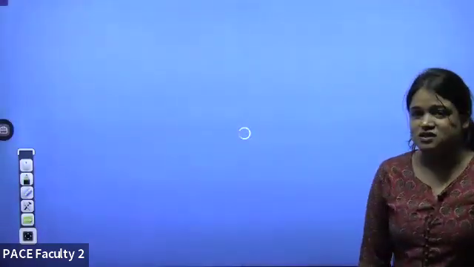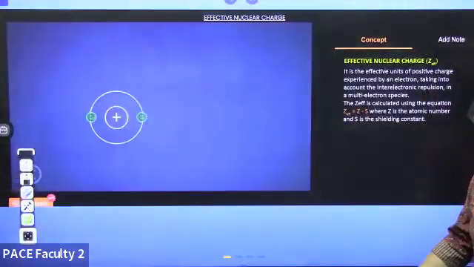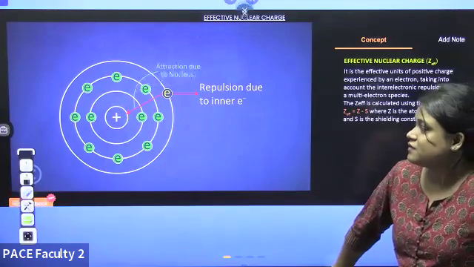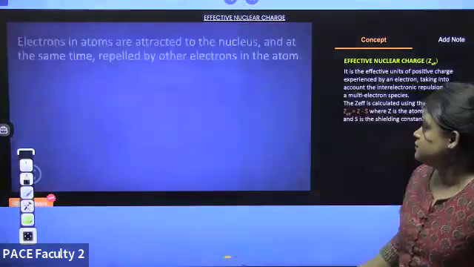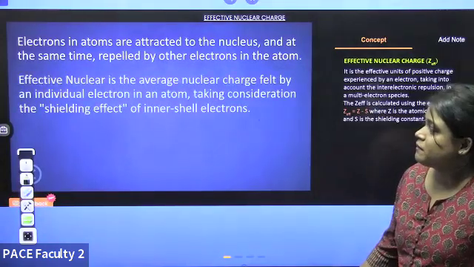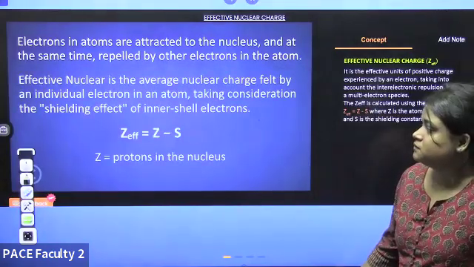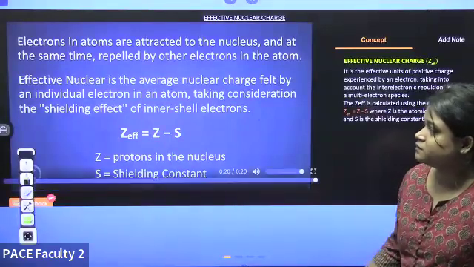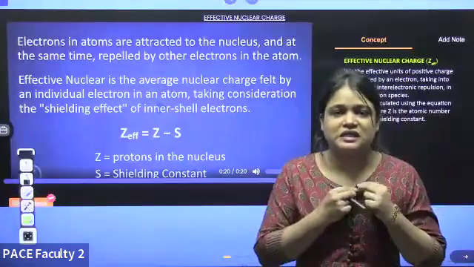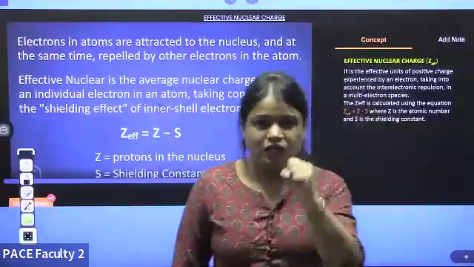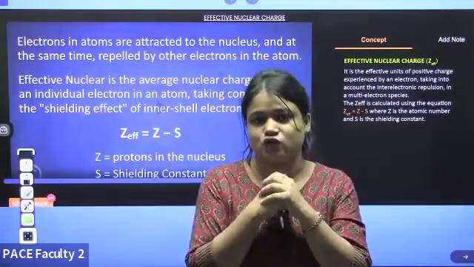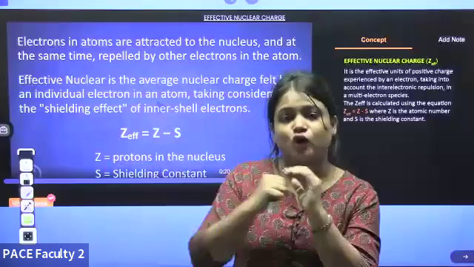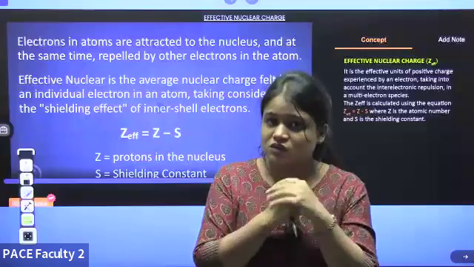Excellent. Next concept, nuclear charge. We'll discuss the effective nuclear charge. It is the effective units of charge experienced by an electron, taking into account the inter-electronic repulsion in a multi-electron species. The Z effective is calculated by using the equation given. What is effective nuclear charge basically? There is a nucleus which is attracting the valence electron, the outer electron. That is the pull of nucleus toward the valence electron.